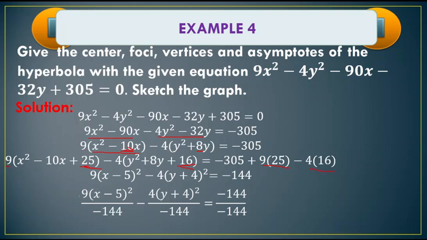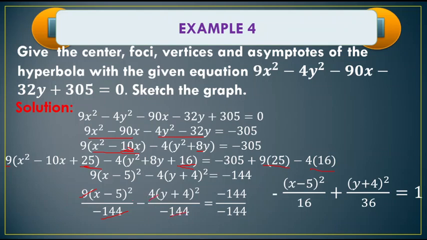And then, simplify natin, 9 divided by negative 144, yan ay equal kay 16. Okay? 16 yan. And then yung negative 4 divided by negative 144, ito ay equal kay 36. Is equal to 1 now. And then, arrange lang natin. Mas maganda na inuuna natin kung sino yung positive.